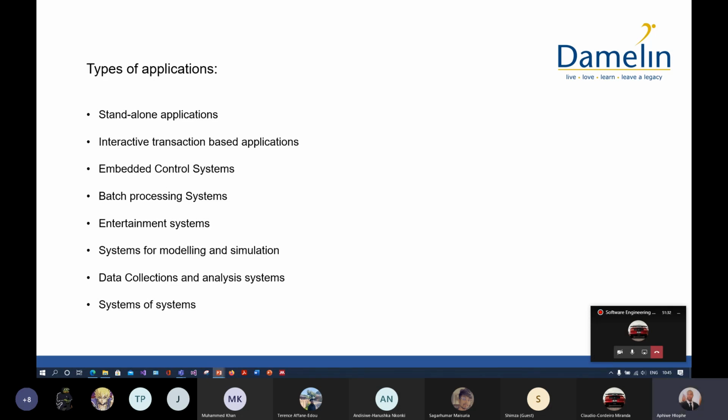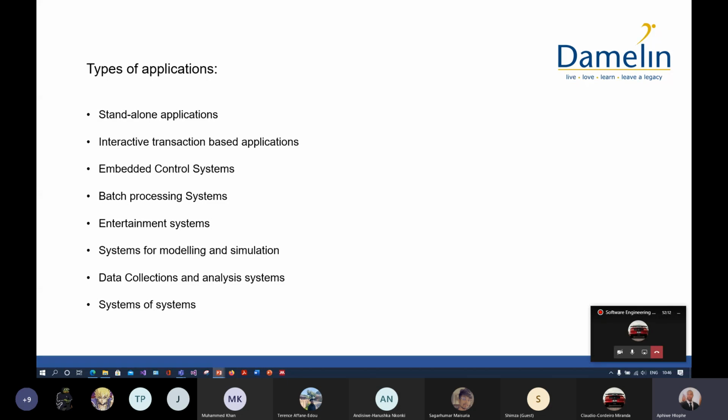Then we also have entertainment systems. Entertainment systems, your consoles, gaming consoles, and so forth. All of those make use of entertainment systems, the software on your gaming consoles. Systems for modeling and simulation. If you're going to be building a house, that's the old school way of drawing on paper. You're going to be using software now. You may have heard of AutoCAD. AutoCAD is an example of a system for modeling. You need to build a model of the house, which forms part of the plan of the house or the architecture of the house.